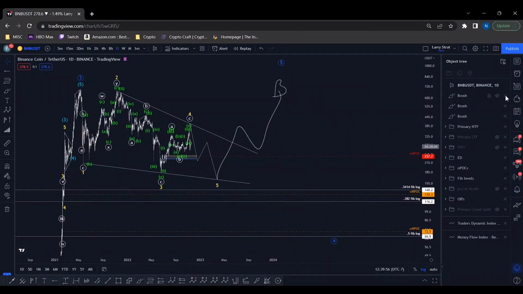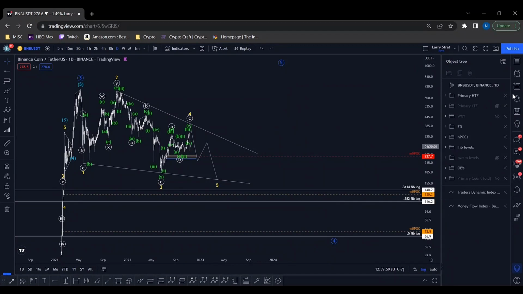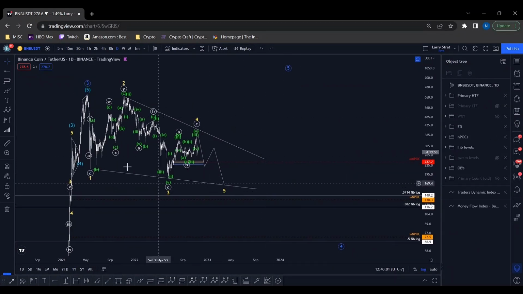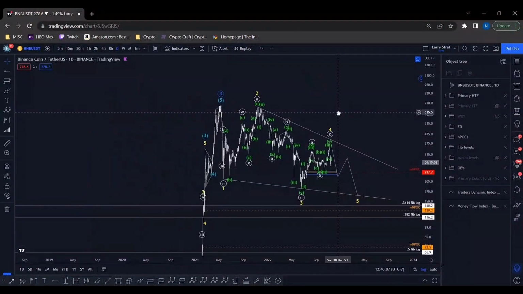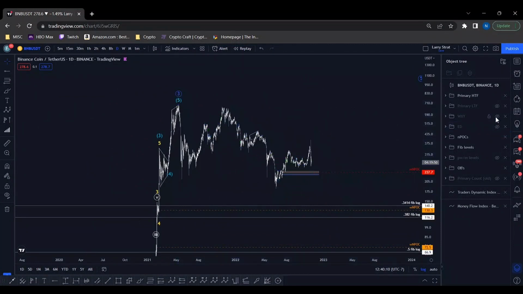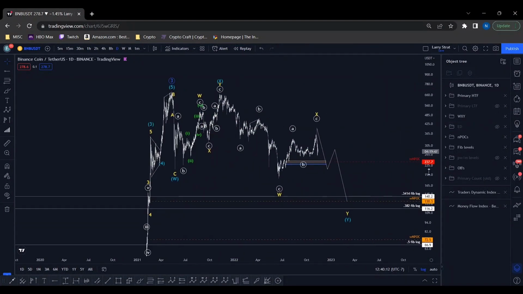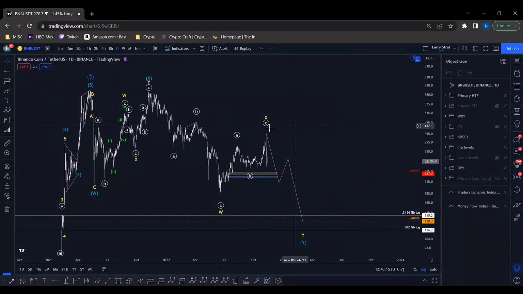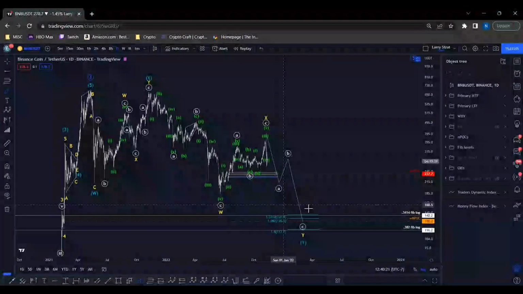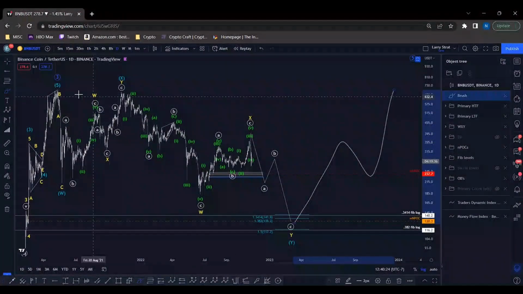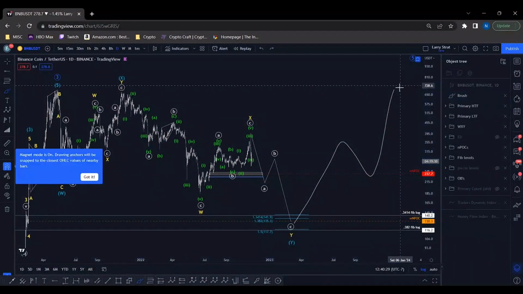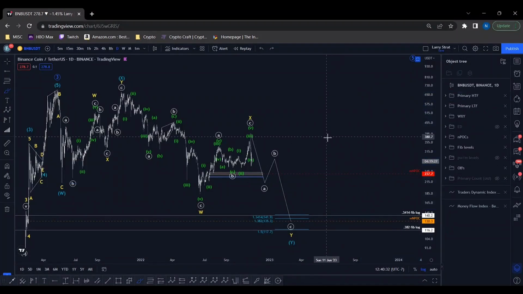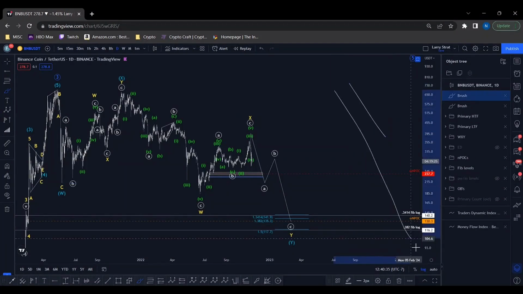We're aware of this. We're not putting weight behind it, but that's the only way we can fit this ending diagonal into any counts, if it was part of an A leg. There is no other way to fit this into our counts. But I do think this one is a little bit more likely here. And this one would be a puzzle to our other legs. So if this happened to be a bounce up, this could just be the A leg for the flat, the B leg for a flat, and then we come back down for a C leg for the flat, either a running flat or expanded flat.